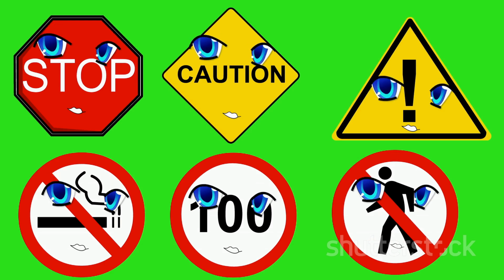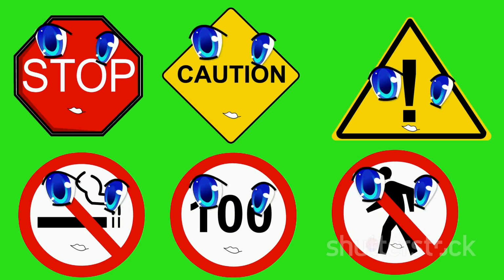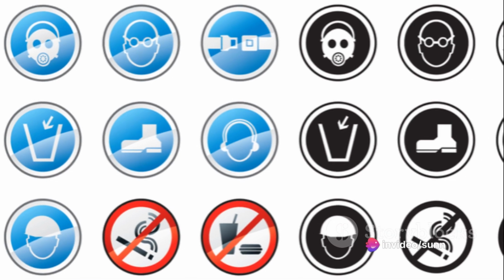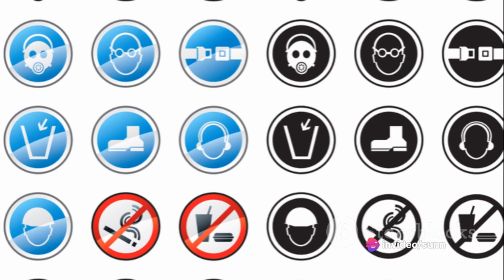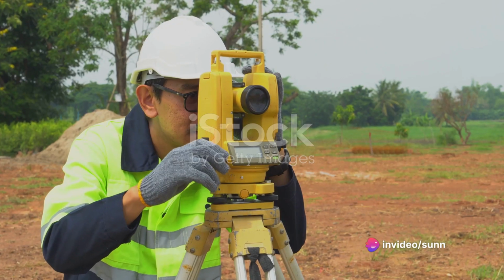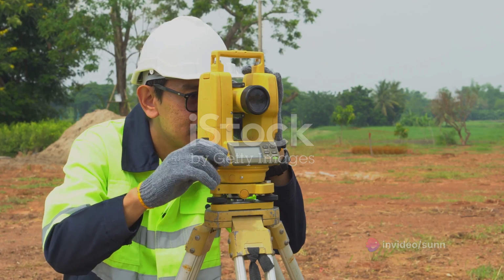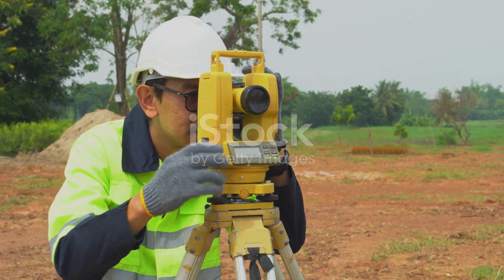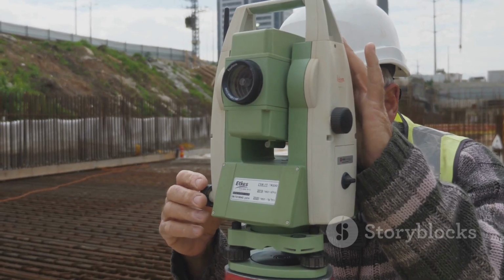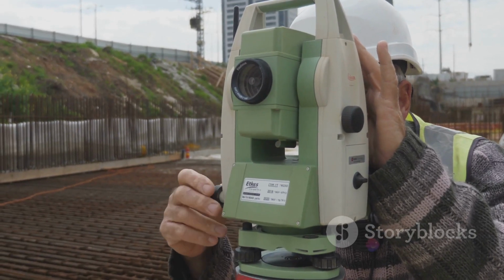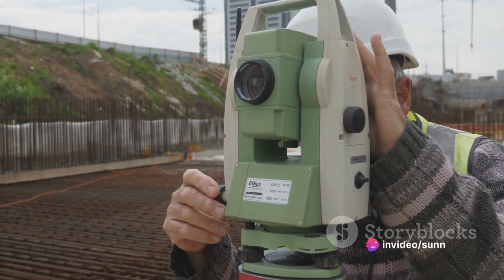Leveling, another crucial aspect of surveying, involves determining the relative heights of different points on the Earth's surface. With the help of various instruments and methods, surveyors can accurately measure and adjust levels. Digital leveling instruments are a modern addition to this process, offering enhanced accuracy and efficiency.